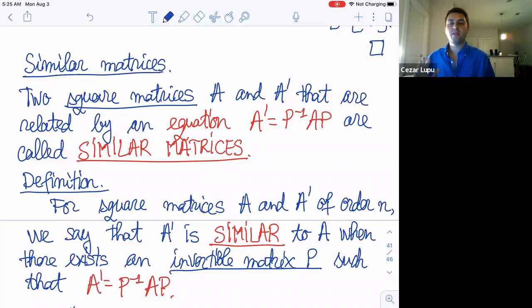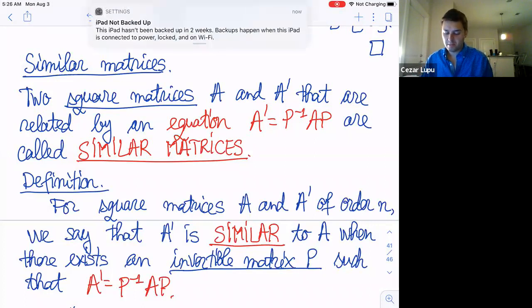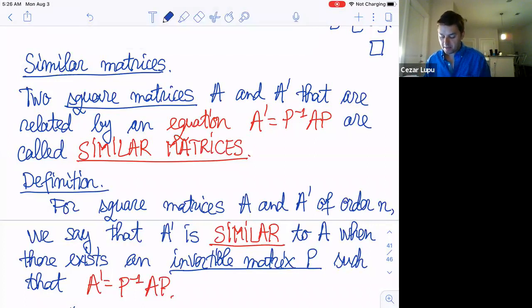We will see that these similar matrices will be very important when we talk about diagonalization of matrices and eigenvalues. You will see that similar matrices basically have everything the same: determinant, trace, characteristic polynomial, you name it. All right, so this is the definition.